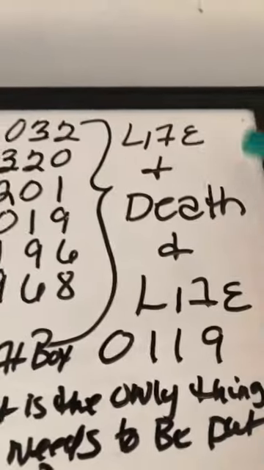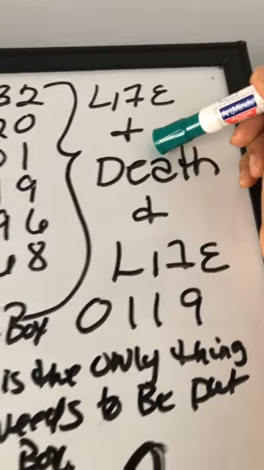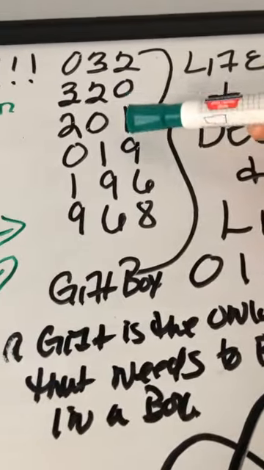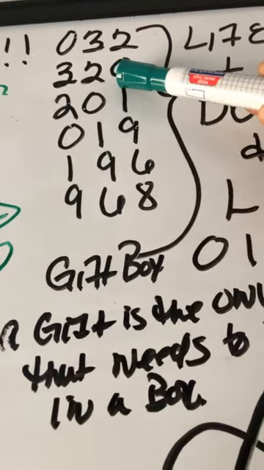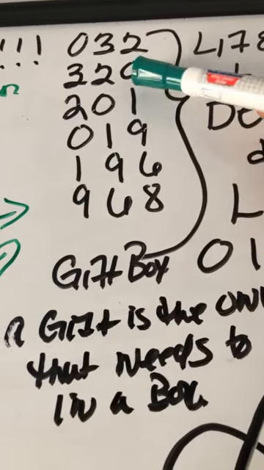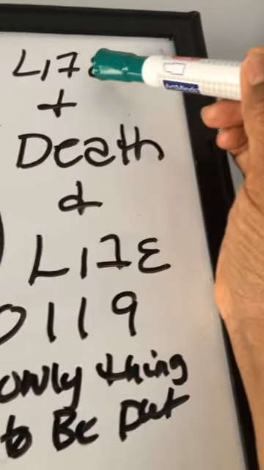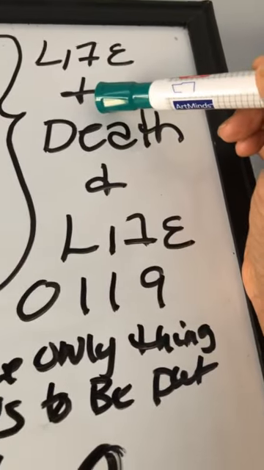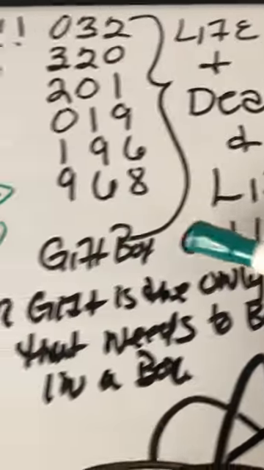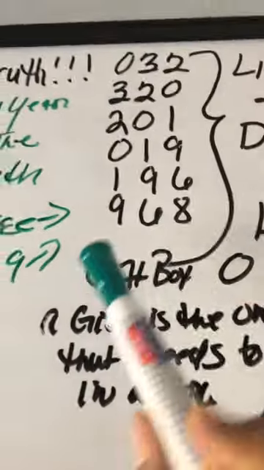Look at that. And then I remembered my life and my death, because at first when I was looking at this, I saw the date that I died on. Remember I told you guys I died on January the 19th of 1995? So I said, oh, wow, I see my life and my death. And then I see life again. And I said, oh, wow, God, that's a gift box.